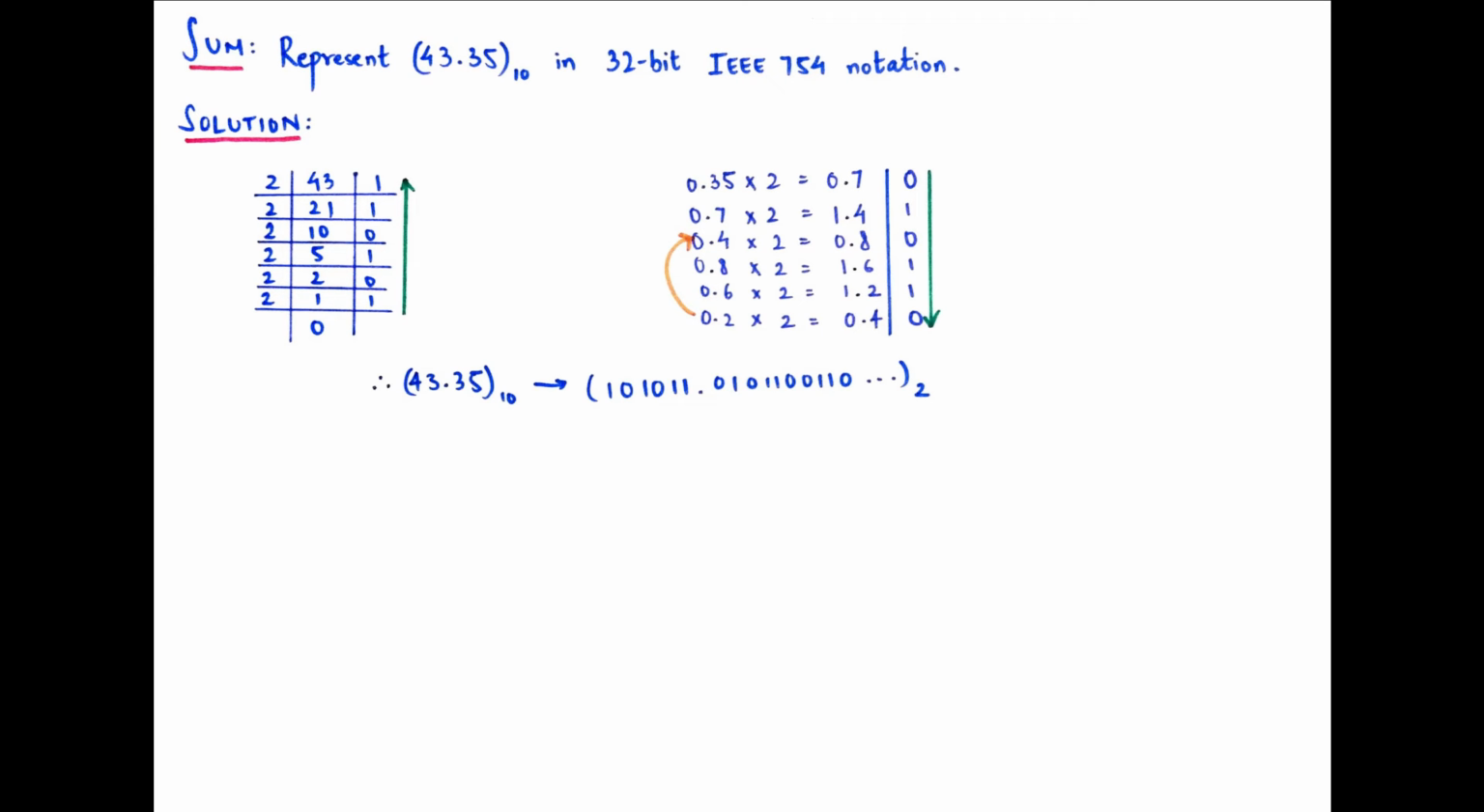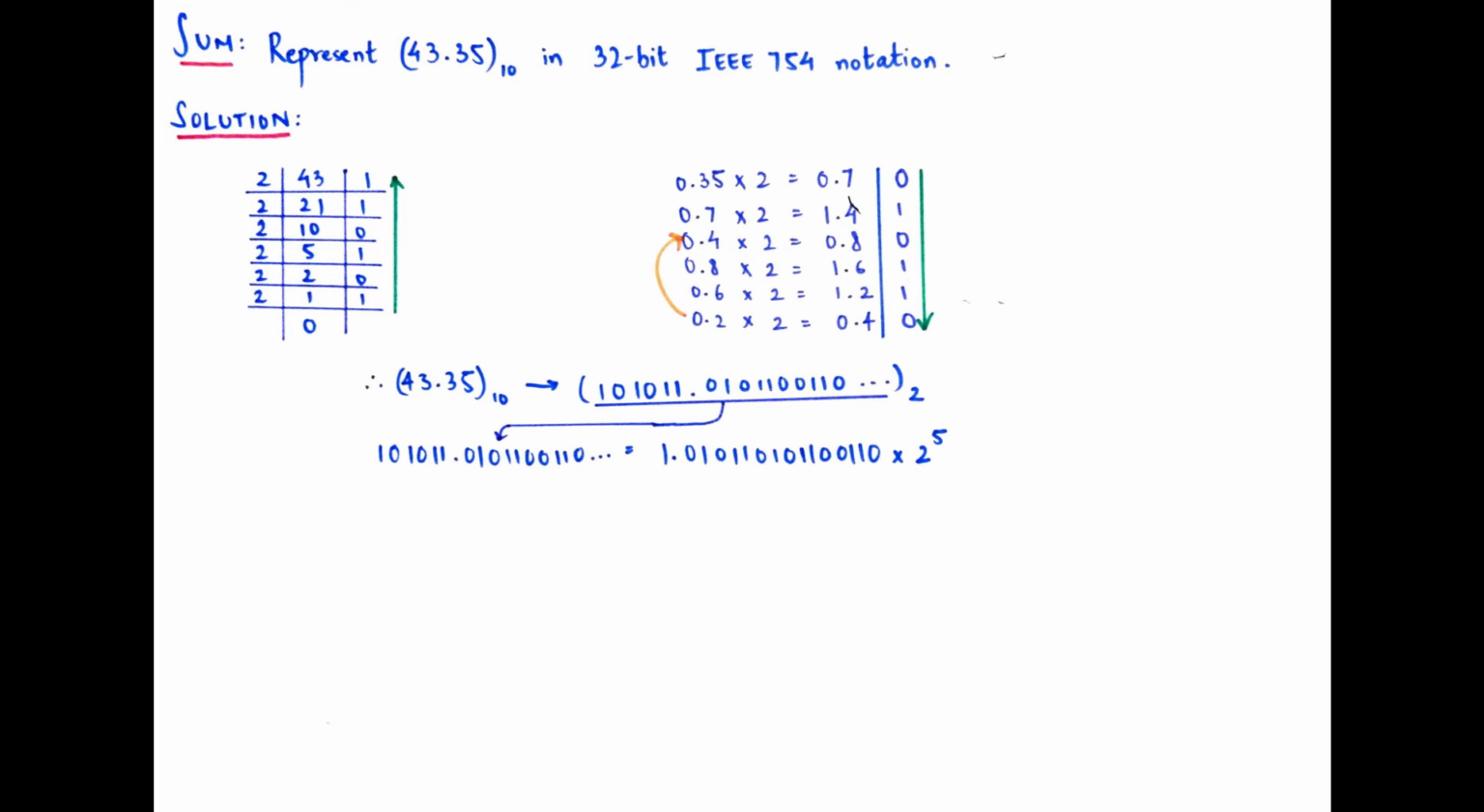After finding the binary equivalent of 43.35, we represent this binary number in scientific notation. We do this by shifting the decimal point such that there is only a 1 preceding it. We then multiply this number by 2 raised to the number of left shifts we have made to the decimal point. Now we are ready to decide the sign, exponent, and fraction bits.